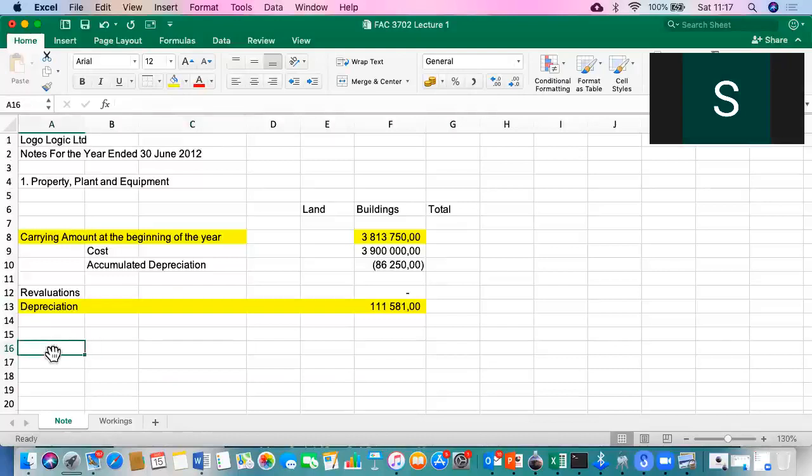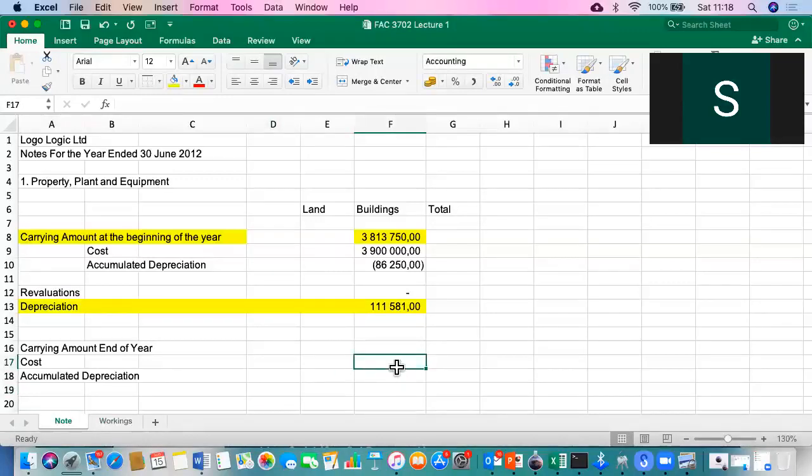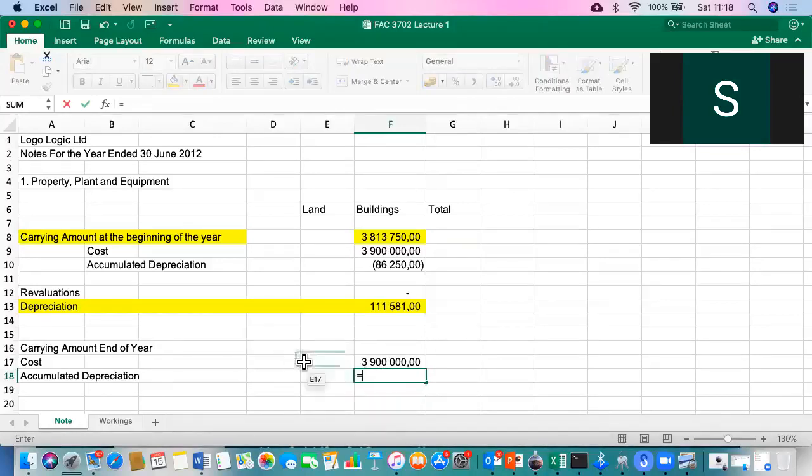Then how does the note end? It ends with carrying amount, end of the year, cost, accumulated depreciation. Cost obviously does not change, 3.9. Accumulated depreciation is actually the depreciation at the beginning of the year, 86,250, plus the current year depreciation, which is the 111,581.